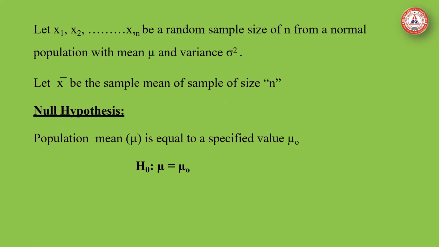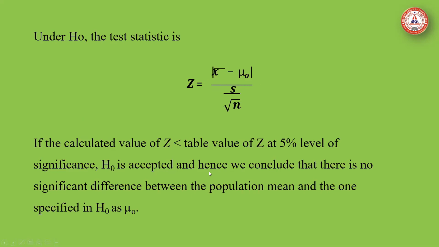For example, x1, x2 and xn are the random samples of size n with population mean mu and variance sigma square, and x bar is the mean of the sample of size n. So according to the null hypothesis, H0: mu is equal to mu 0, and we can apply the formula Z is equal to x bar minus mu 0 upon S under root n.